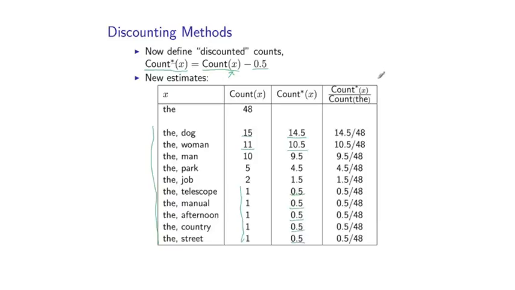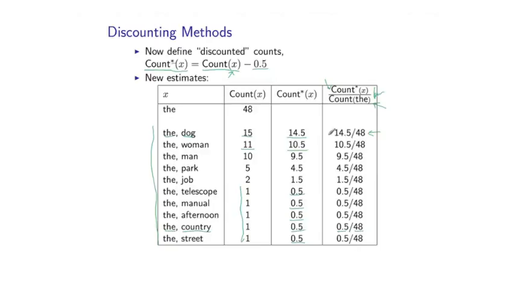And we can again define estimates now based on the ratio of the discounted count to the number of times we've seen the word there. So for example, we now have 14.5 out of 48 as the estimate for the probability of dog given there, or 0.5 out of 48 for the probability of country given there. So notice we've essentially lowered each of these estimates through these discounting methods.